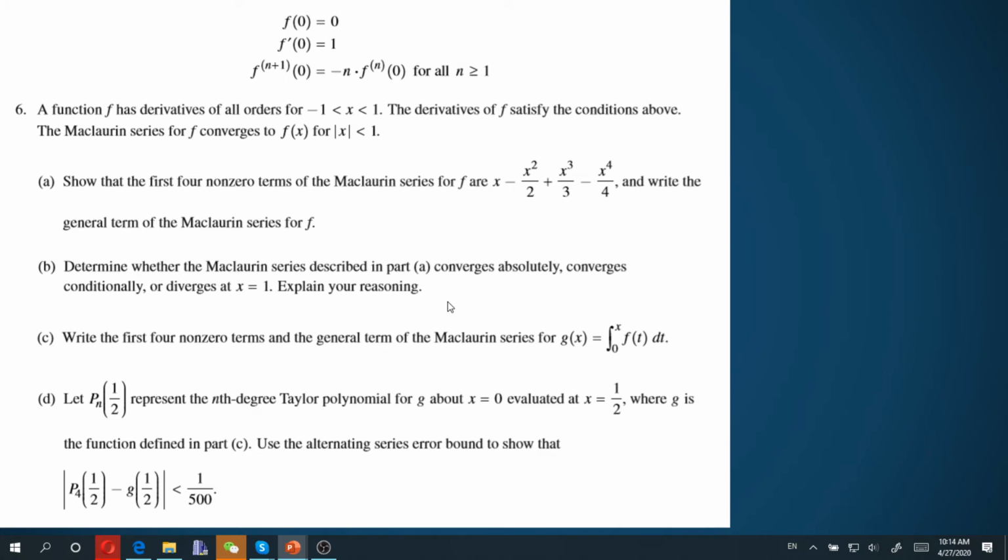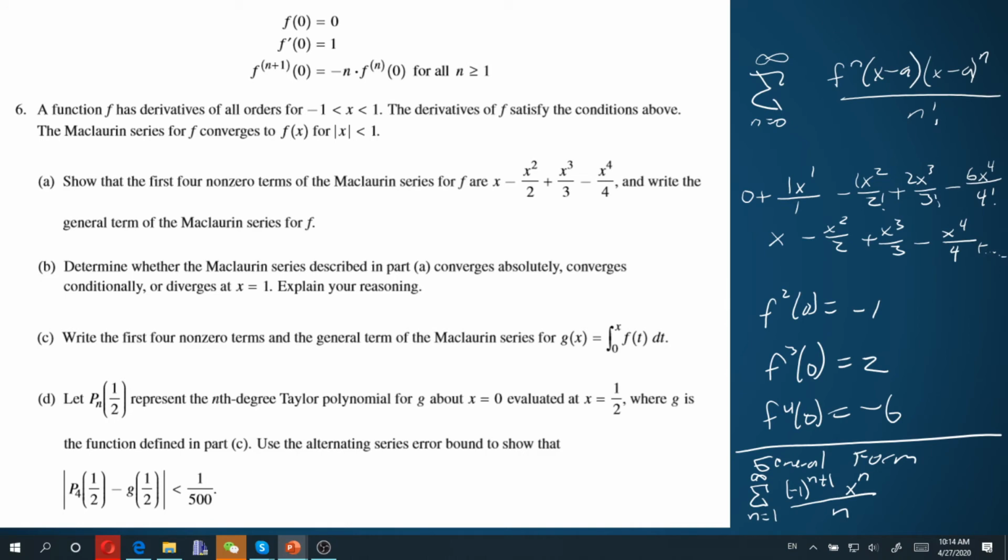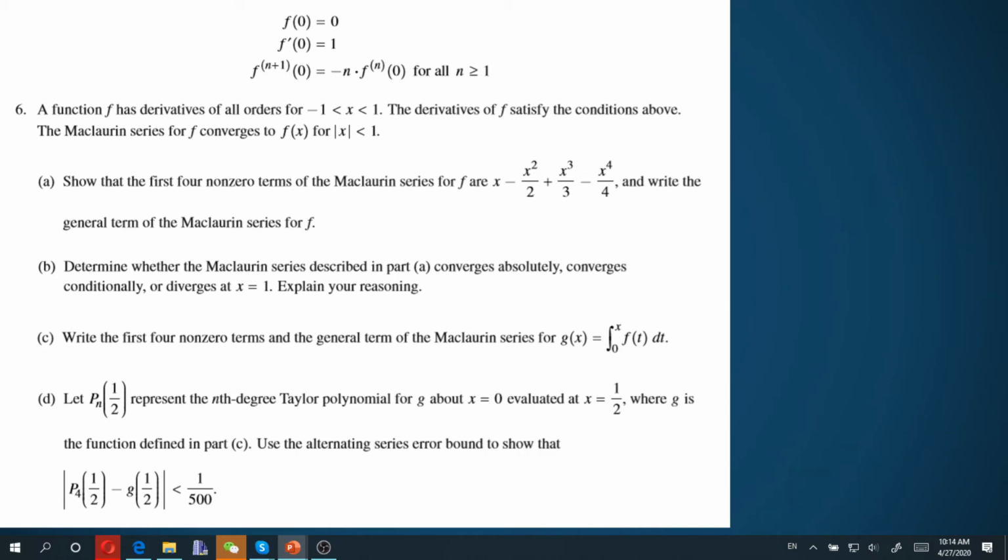I want to know whether the Maclaurin series that we just created converges absolutely, conditionally, or diverges at 1. So I'm going to copy this general form. So at x equals 1, will it converge absolutely, conditionally, or diverge? What do we have to do?